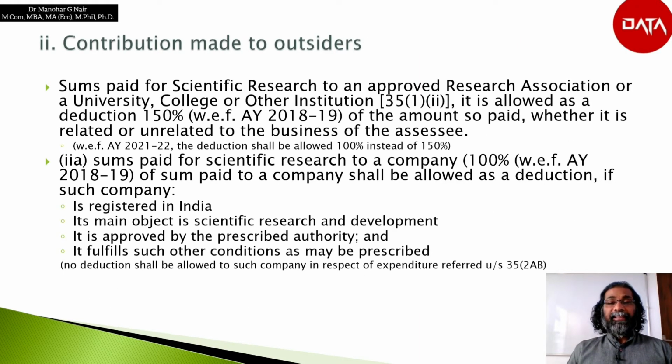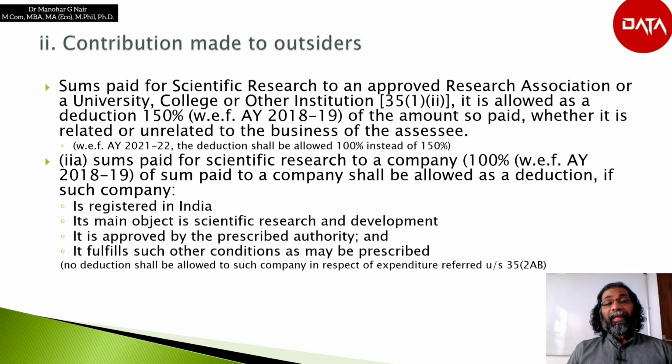The second situation is the contribution made to outsiders. It is not on research, but the contribution made to outsiders. Sum paid for scientific research to an approved research association or a university or a college or other institution. It is allowed as deduction at the rate of 150% with effect from the assessment year 2018-19 of the amount so paid, whether it is related or unrelated to the business of the assessee.